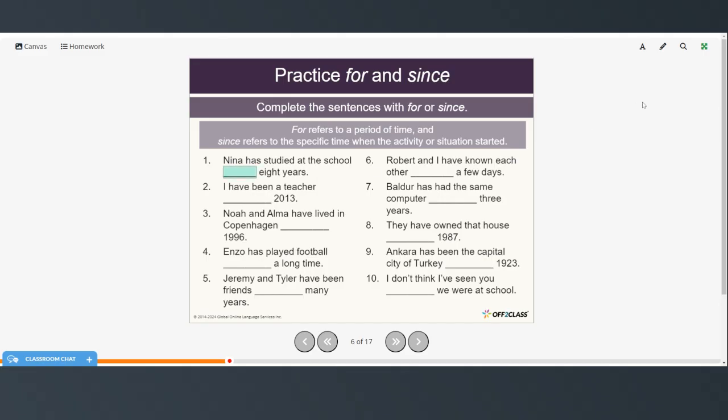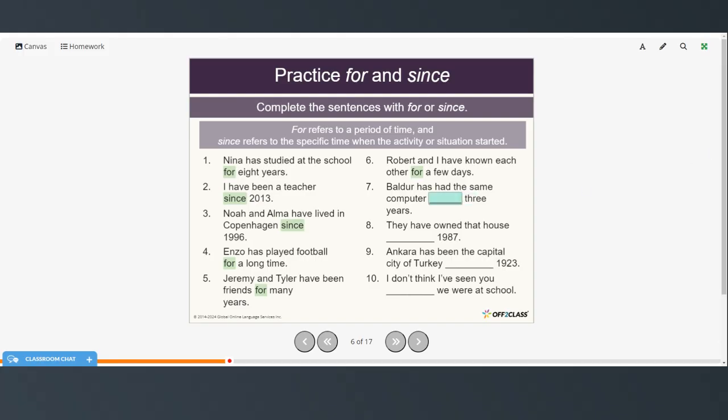So Nina has studied at the school for 8 years. I have been a teacher since 2013. Noah and Alma have lived in Copenhagen since 1996. Enzo has played football for a long time. Jeremy and Tyler have been friends for many years. Robert and I have known each other for a few days.